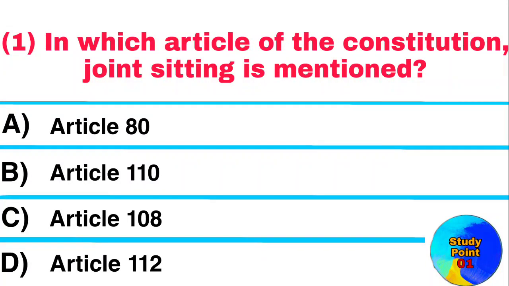Question. In which article of the Constitution joint sitting is mentioned? A. Article 80. B. Article 110. C. Article 108. D. Article 112. Answer. Article 108.